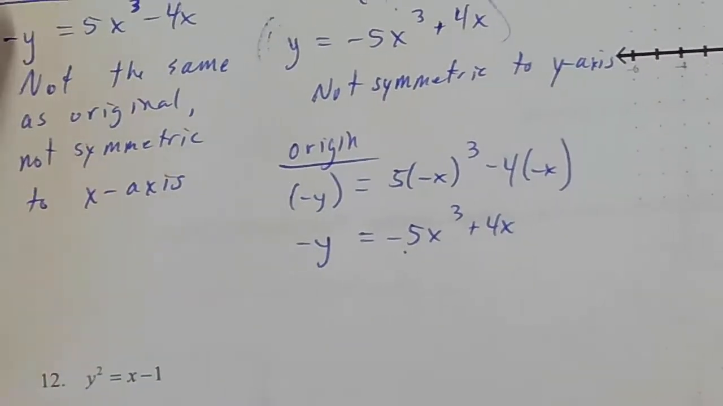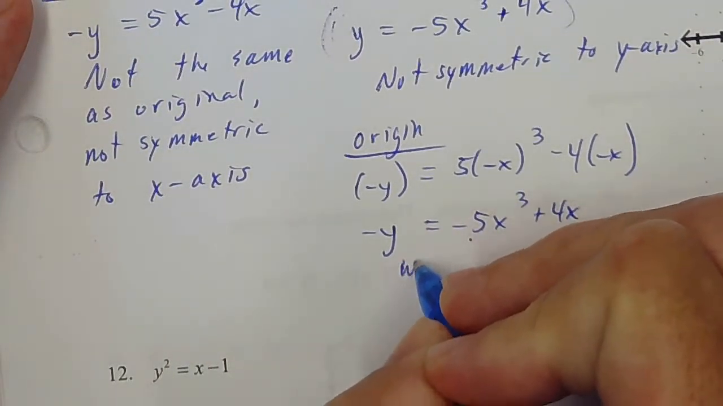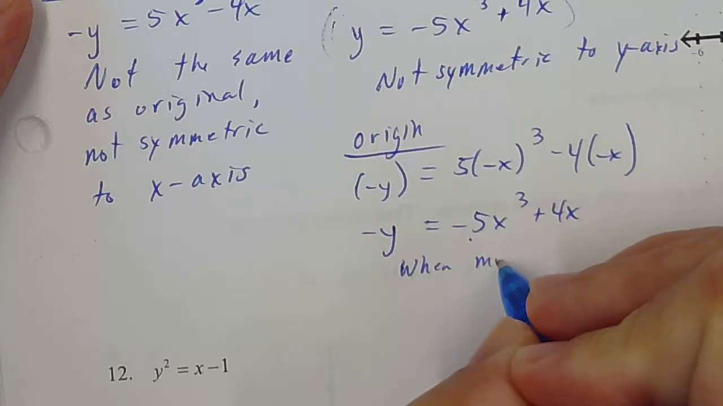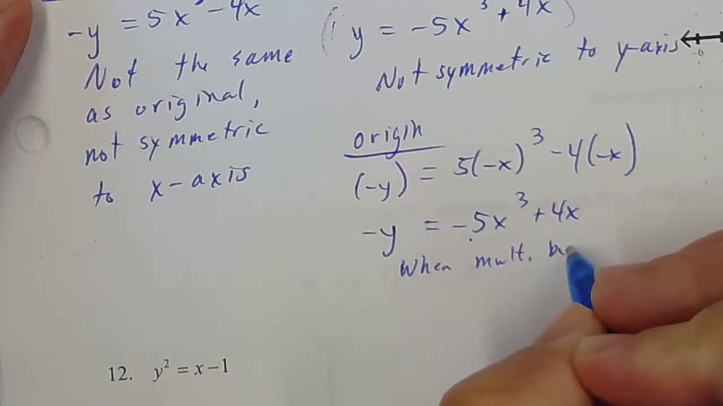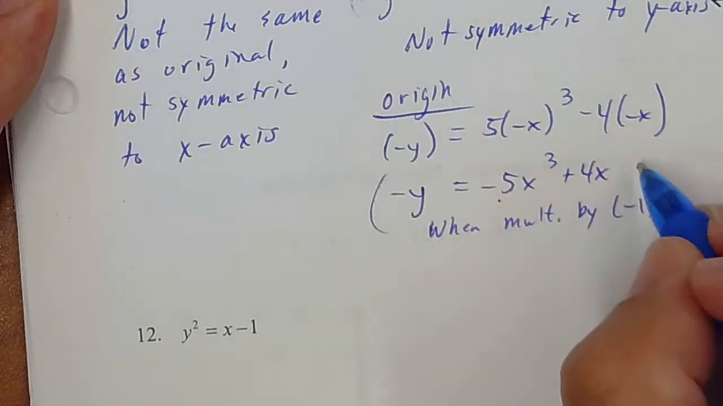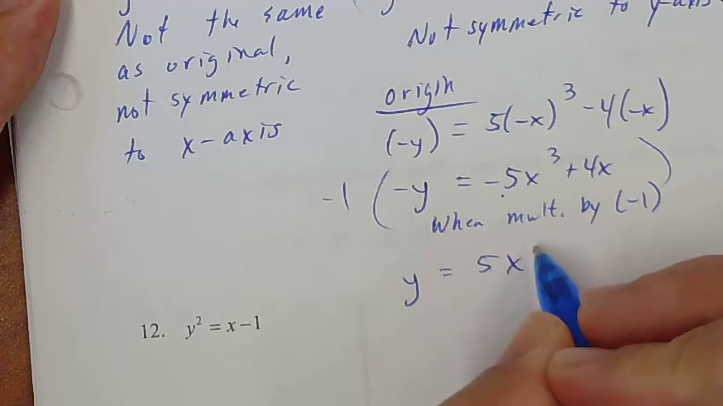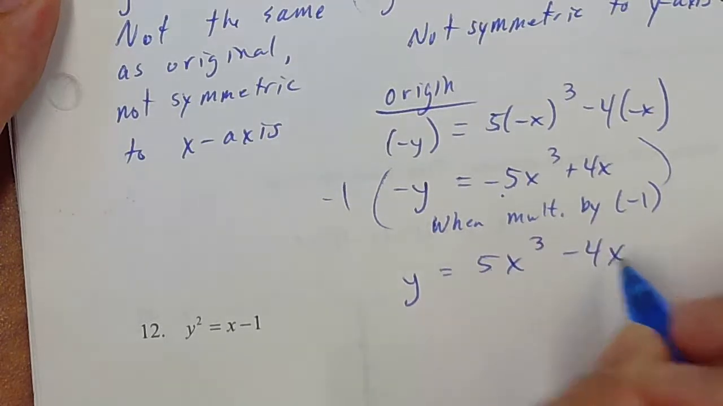So if everything's the same except all the signs are just opposite, we could do this. All right, let's just try multiplying by negative 1. When multiplying by negative 1, watch what happens. All of this by negative 1. We get y equals 5x cubed minus 4x.